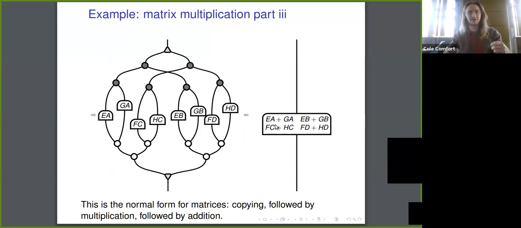And it works for matrices of all dimensions because I've thickened things. So this is in itself an inductive argument, which is quite nice.